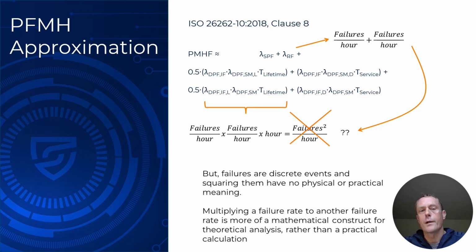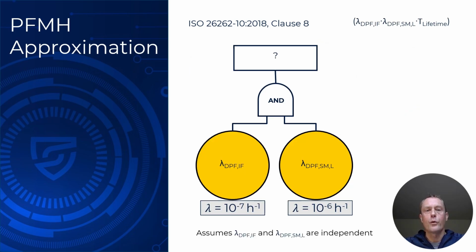However, if you perform quantitative fault tree analysis, you understand how you need to do this calculation. So if we pull just that first portion of the expression into a small fault tree, and I just put some failure rate values in there, 10 to the minus 7 for the dual point fault of the intended function, and 10 to the minus 6 for the dual point fault safety mechanism latent. And if we assume these are independent of each other, then we can just multiply them.